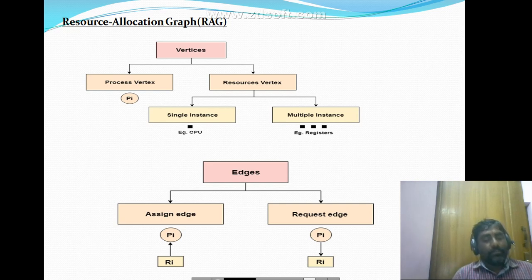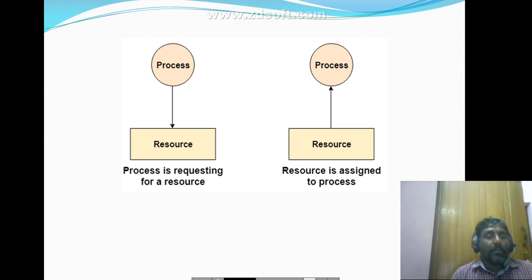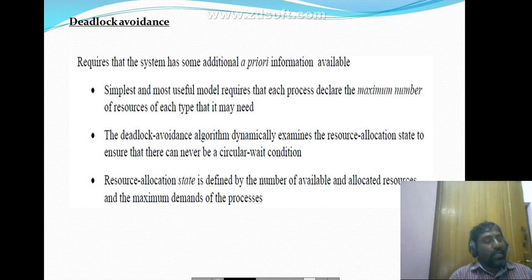In this diagram we have a process and a resource. The first representation is a process requesting a resource, and we represent the arrow like this. The second is a resource assigned to a particular process. This is the representation of the process and resource allocations.